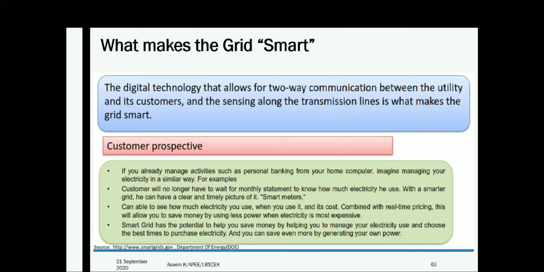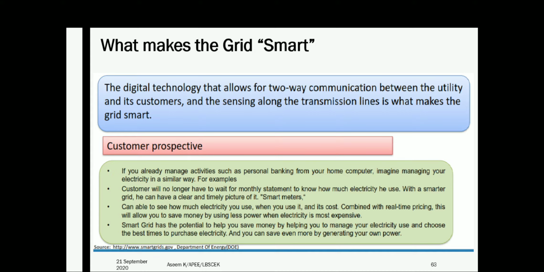So here we are going to discuss some of the definitions of a smart grid. So what makes a grid smart? The digital technology that allows for two-way communication between the utility and its consumers, and the sensing along the transmission line is what makes the grid smart. So the most important difference between our conventional grid and smart grid is communication. That is, two-way communication is possible between utility and end users. So the consumers can plan accordingly their energy usage and their system constraints. They can plan their energy consumption, and they can communicate with the utility also.